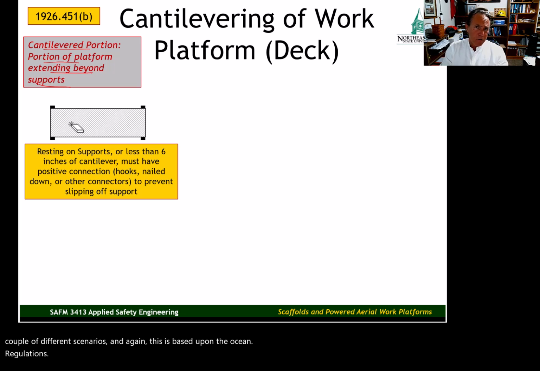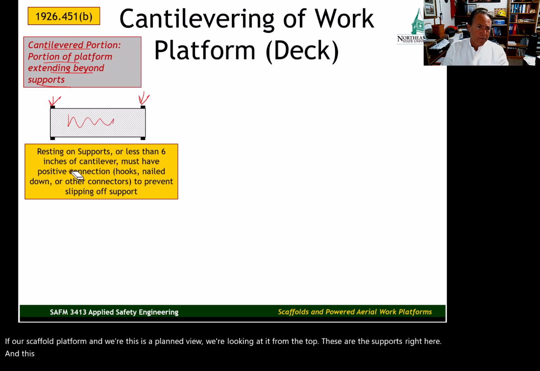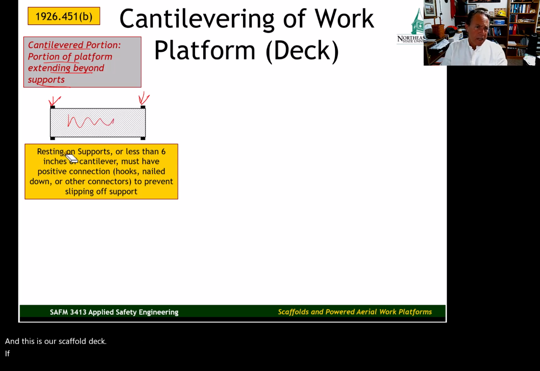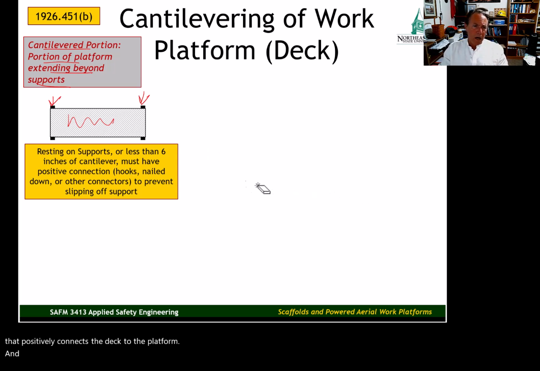If our scaffold platform, and this is a plan view, we're looking at it from the top. These are the supports right here, and this is our scaffold deck. If our scaffold deck is resting on the supports, or there's less than 6 inches of cantilever, there must be a mechanism that positively connects the deck to the platform. And that mechanism for that positive connection could be hooks, it could be nailed down, it could be other connectors.